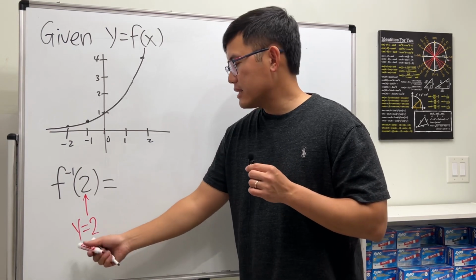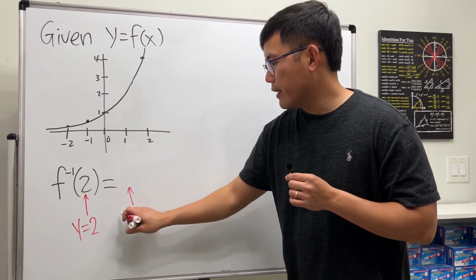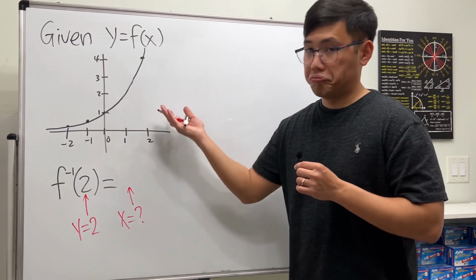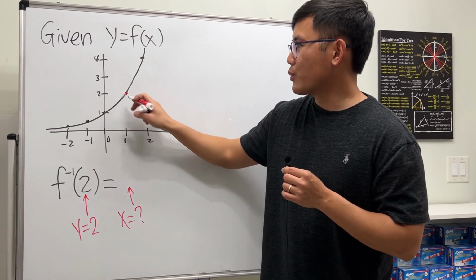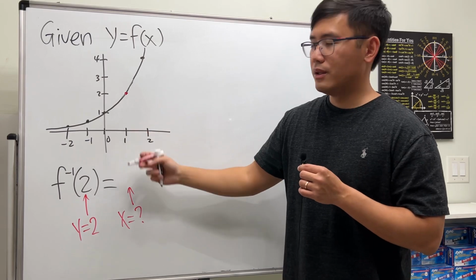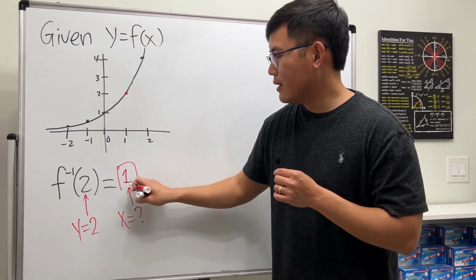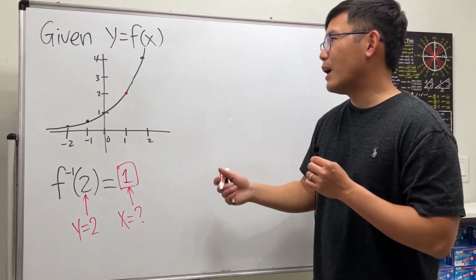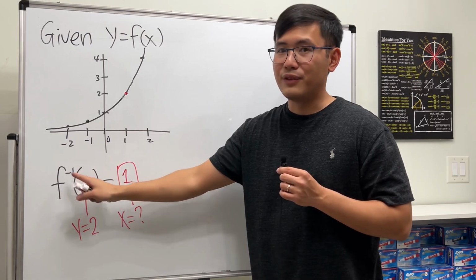So we are saying that when y is equal to 2, we will have to find out what x will be equal to. So when y is equal to 2, we look here, this is the graph, and we look down, it's 1. So the inverse of f of 2 is equal to 1. And then we are done. This is how we utilize the graph of the original to find out the value for the inverse.